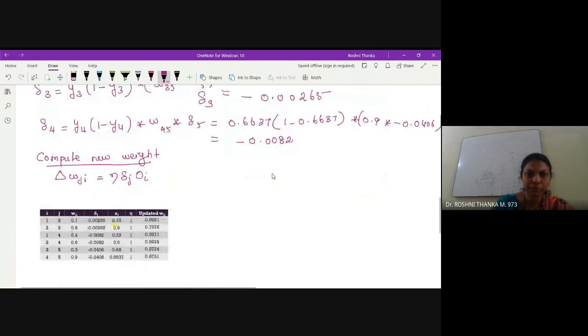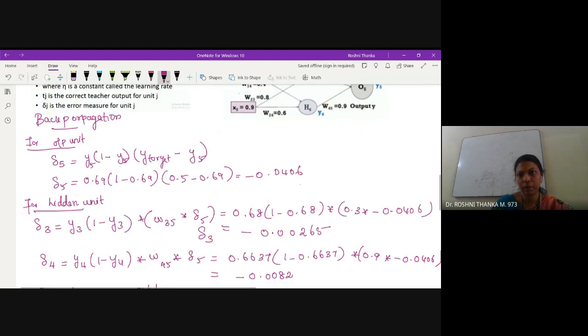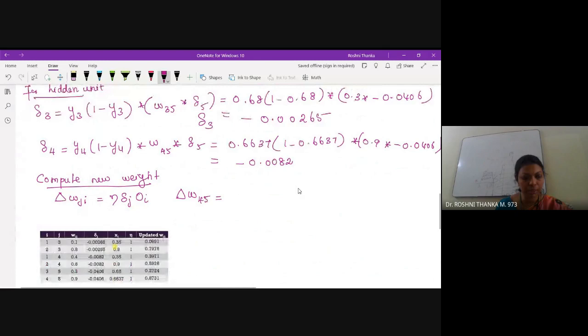Based on this formula, let us do it for delta of W. We are going to apply it for 4, 5. That is this weight, 4, 5 means this weight. So let us update it. What is the formula? That is the learning rate, already given in the question, and the error. The error we should take is the error of 5. And the output we have to take is y4.